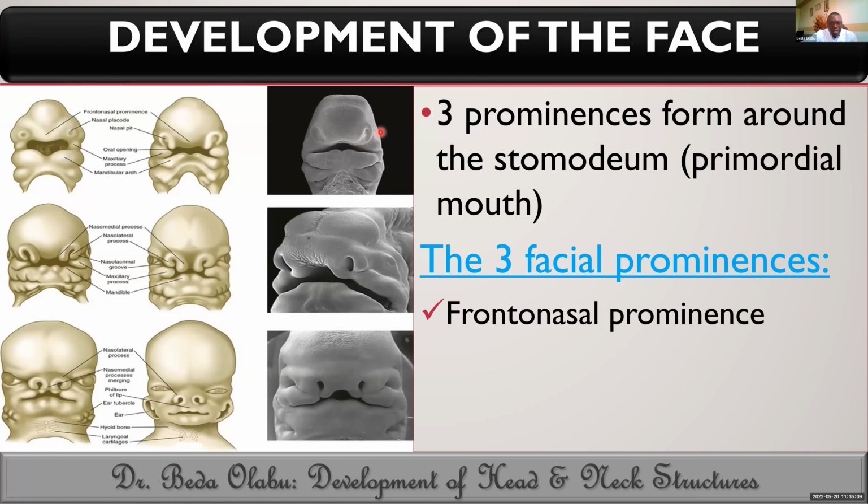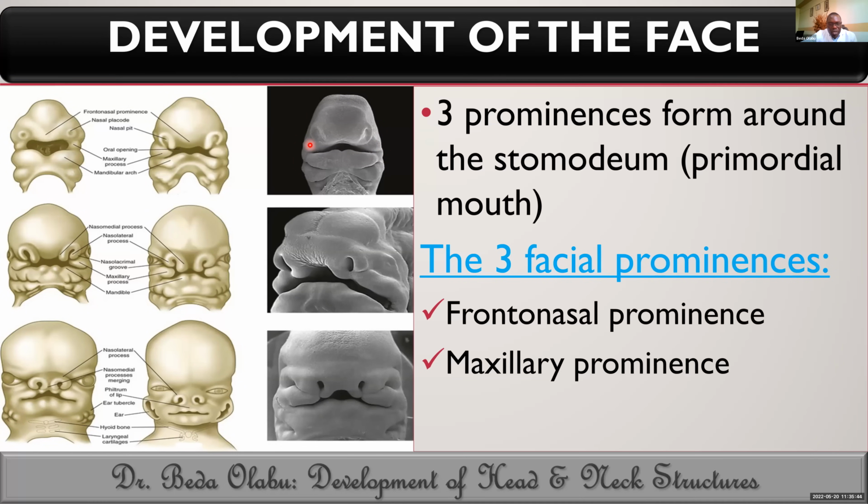This massive thing here is the frontonasal prominence. We call it frontonasal prominence because there are two prominences within it: the frontal prominence and the nasal prominence. So we call it frontonasal prominence. The second prominence is called the maxillary prominence, this one here.